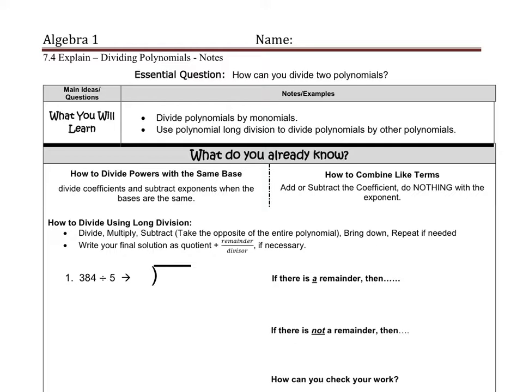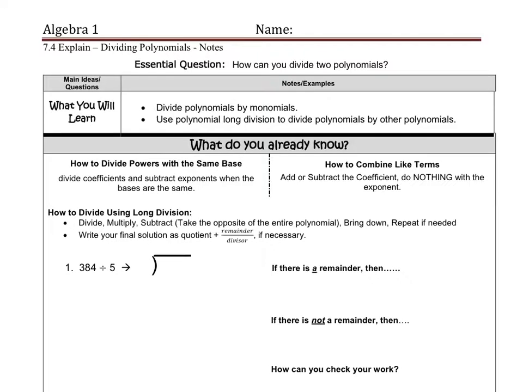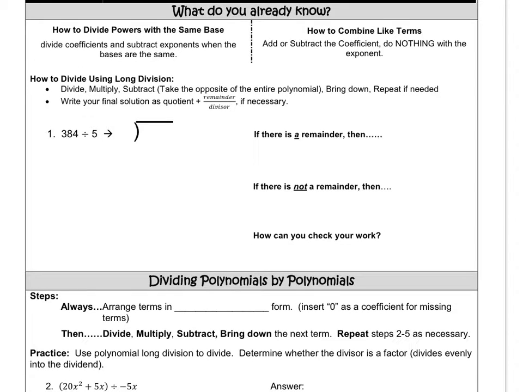So we're just going to start at the very beginning of what you already know about long division from elementary school. So we're going to go back over the basic steps of long division. All right, so when we're doing long division, let's just go ahead and get this set up. We have 384, and we're dividing it by 5.